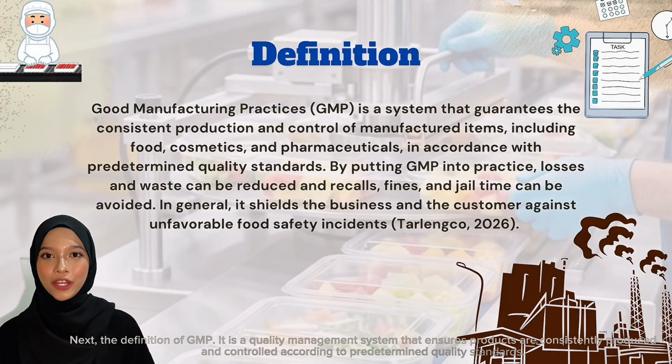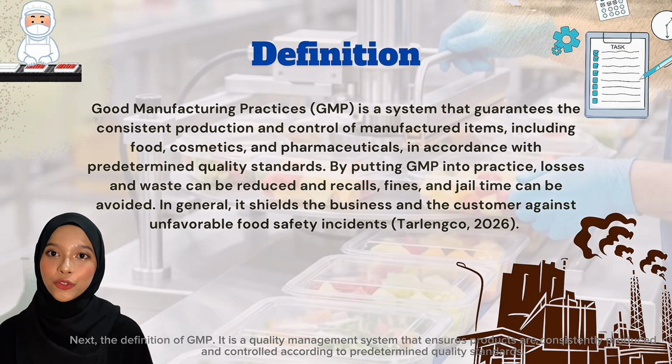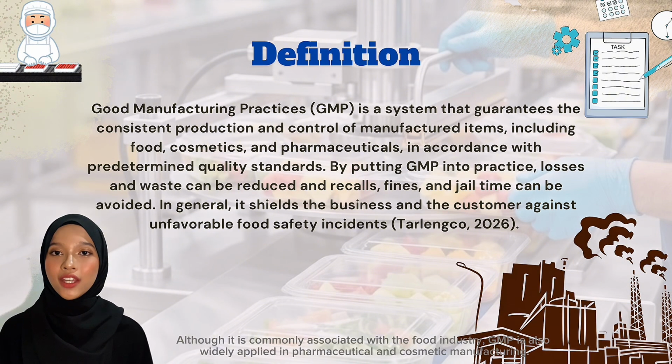Next, the definition of GMP. It is a quality management system that ensures products are consistently produced and controlled according to predetermined quality standards. Although it is commonly associated with the food industry, GMP is also widely applied in pharmaceutical and cosmetic manufacturing.